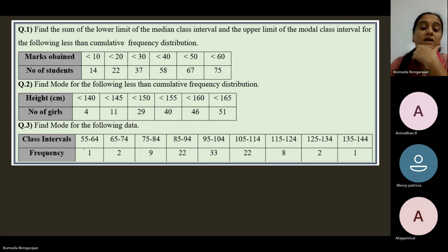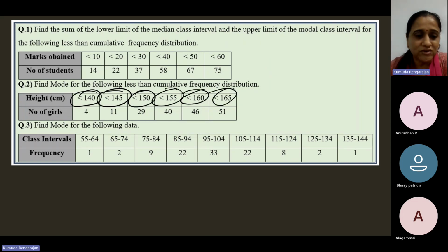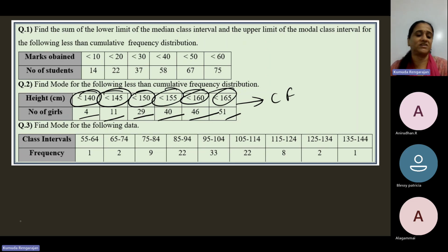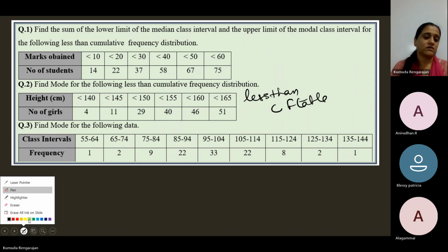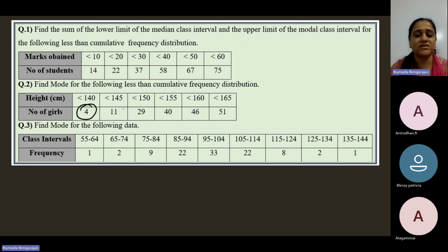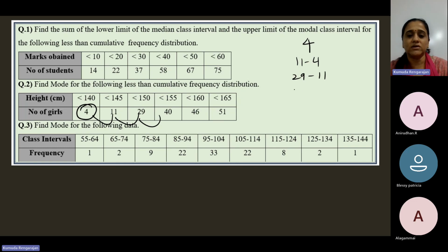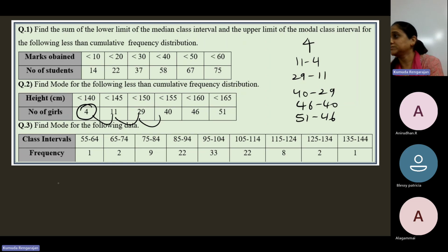Yes, ma'am. So in this table, we have less than values. That means these are cumulative frequencies. That's why the table itself is called a less than cumulative frequency table. So what do you do? You should write the first frequency as it is and then keep subtracting. You must write the first frequency as it is, 4. Then 11 minus 4, 7. 29 minus 11. 40 minus 29. 46 minus 40. And 51 minus 46. These are the frequencies.